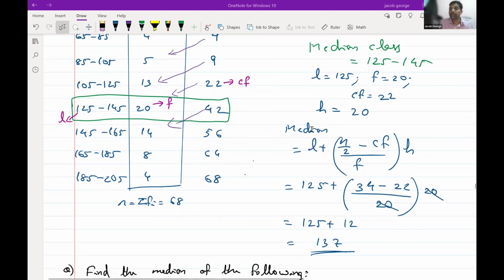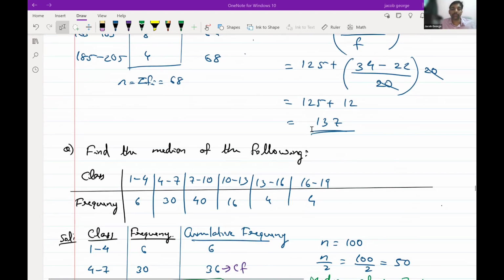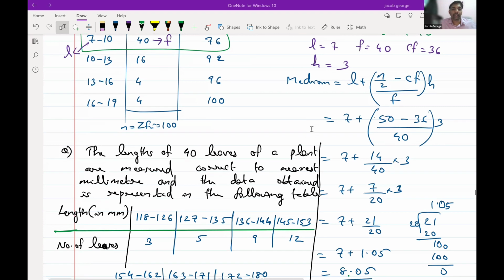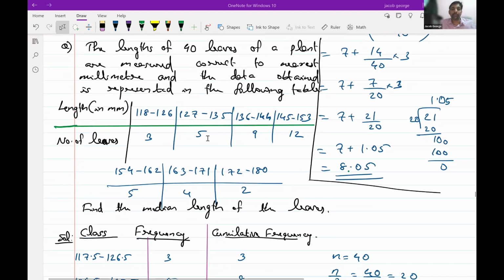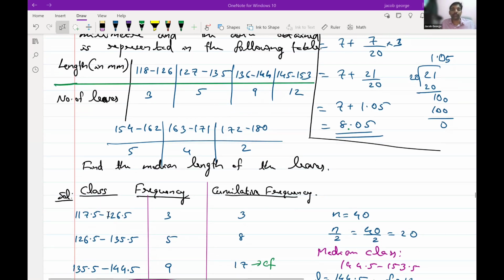Okay. So this type of median questions are important. Here the additional points are, for example, this type of question, 118 to 126, then 127, it is not continuous. So there we convert it into continuous by subtracting 0.5 from the lower limit and adding 0.5 to the upper limit. For mode and median, it is compulsory. In case the class is not continuous, we should convert it into continuous classes like this.